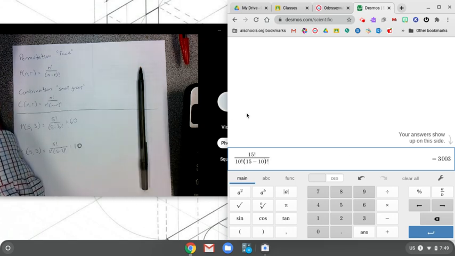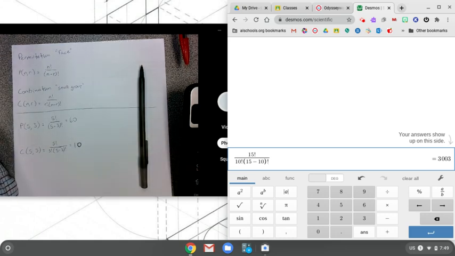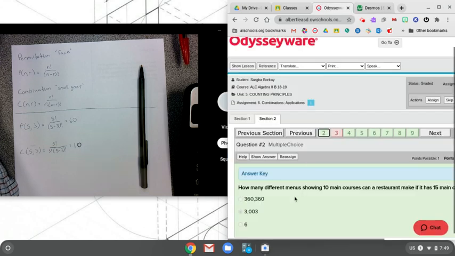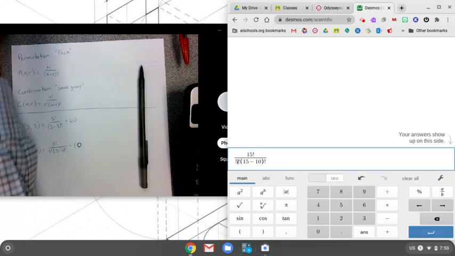And there it is. There's the answer, 3,003. So there are 3,003 different ways that you could choose 10 main dishes from 15 main dishes on the menu. Okay. Hey, that was your answer. Number 3 is basically the exact same question. How many different menus can be made showing 5 main courses from 15 choices? So the only thing I'm changing here is instead of 10, I'm going to put 5.